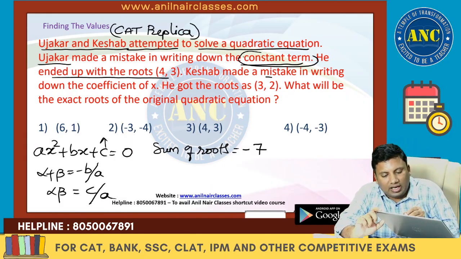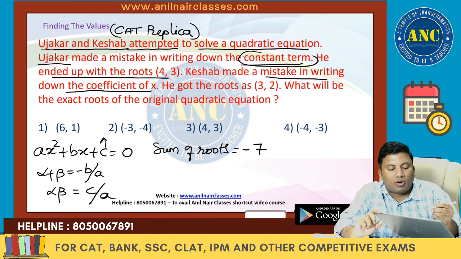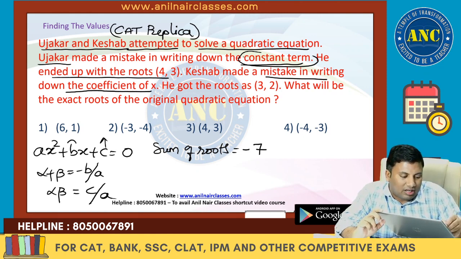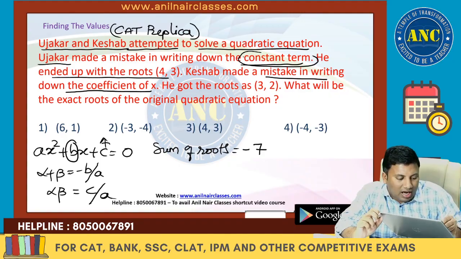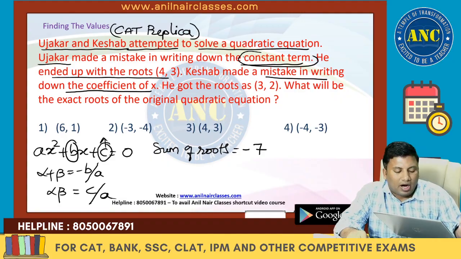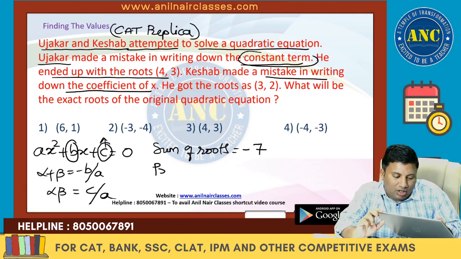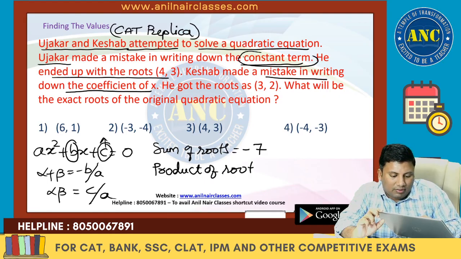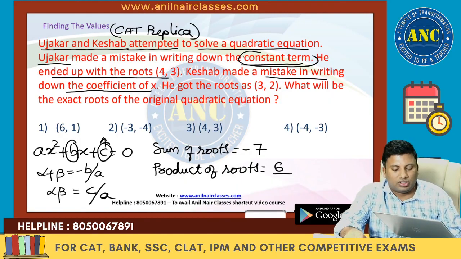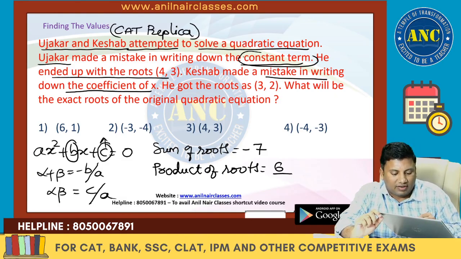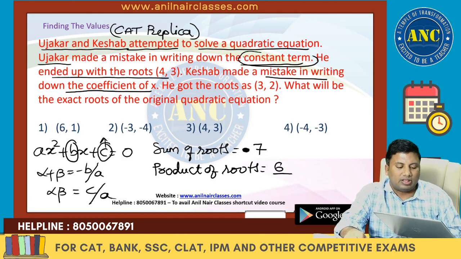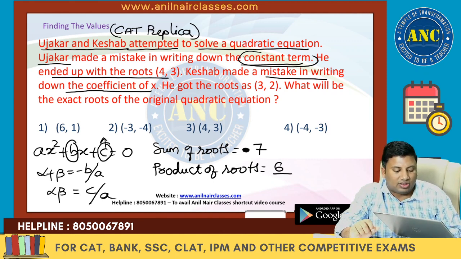Keshab made a mistake in writing down the coefficient of x. Coefficient of x comes down in the sum of the roots. Constant comes down in the product of the roots. That means Keshab made a mistake in the sum of the roots. He did not make any mistake in the product of the roots. So product of the roots is nothing but 3 into 2, 6. I hope it is clear. Sum is nothing but 7. Product is nothing but 6.